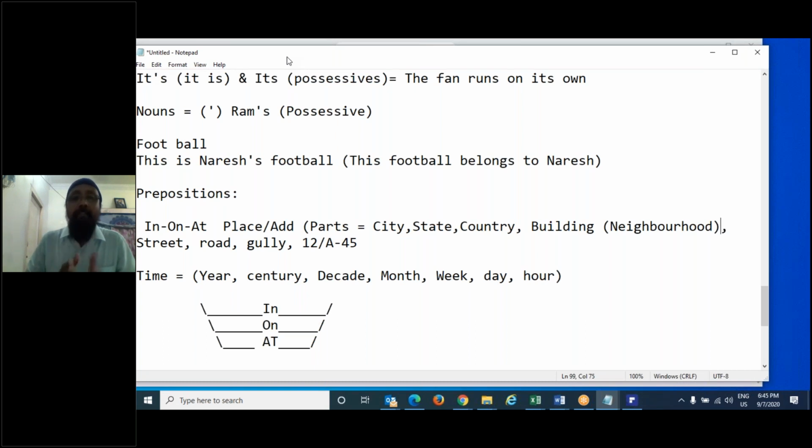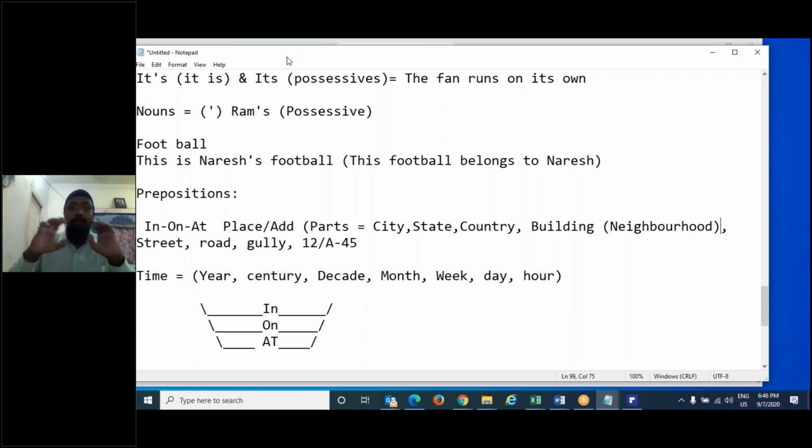However, when we talk about any kind of street address, a road address, or a gully, because the street name begins and ends at a certain place, it is to a certain extent only. That's when we use on: on the road, on the street, on the gully. So whenever it is a street, road, or gully, we use the medium version of the preposition, which is on. At is always specific to the point.